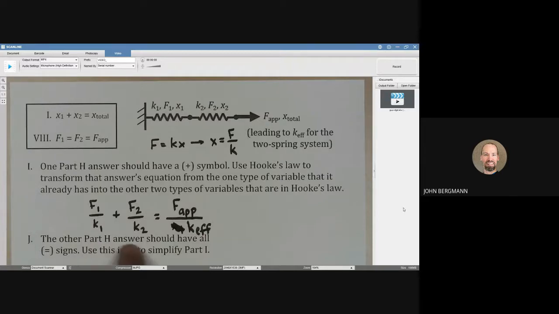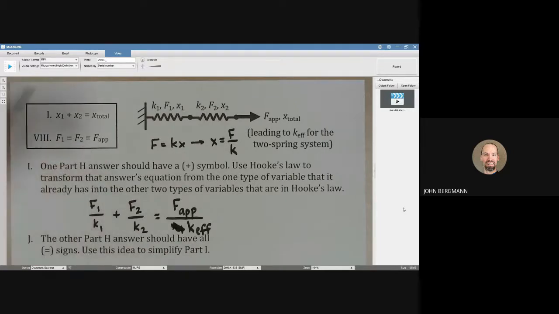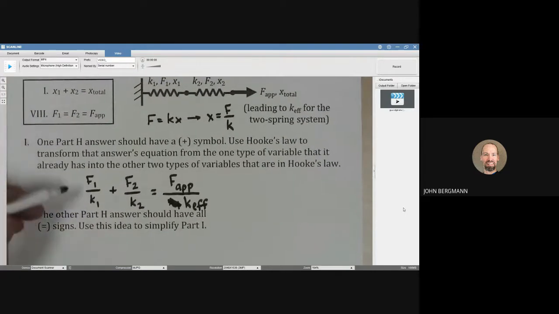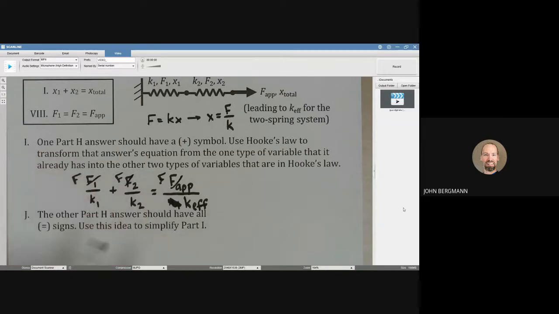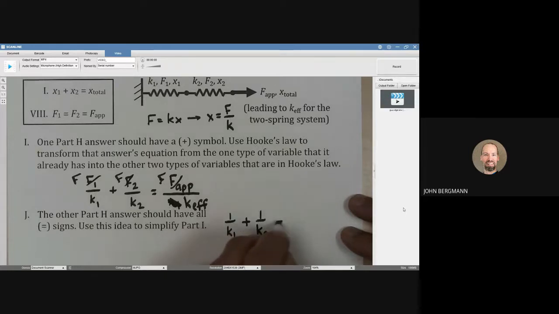The other part H answer has all equal signs. Use this idea to simplify part I. F1 equals F2 equals F applied. I might just call that F. So that means that I can take this answer here and I can say, well, that's F, and that's F, and that's F. All the F's are the same. And now I divide through by F. And doesn't that leave us with 1 over k1 plus 1 over k2 is equal to 1 over k effective?